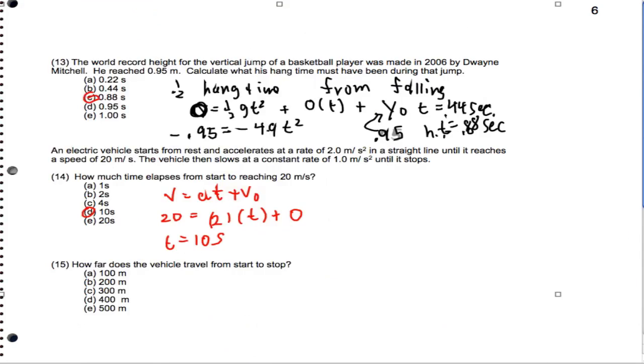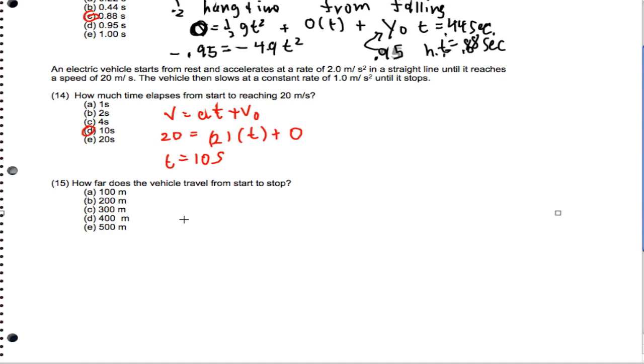Yes, I am. Now, for number 15, how far does the vehicle travel from start to stop? So let's actually do this in two parts. I'm going to go from 0 to this 20 meters per second. I don't know what that distance is, but I know that it reaches 20 meters per second at some point. And then, of course, it goes to 0 meters per second at the end. So I can use all that to get me an answer.